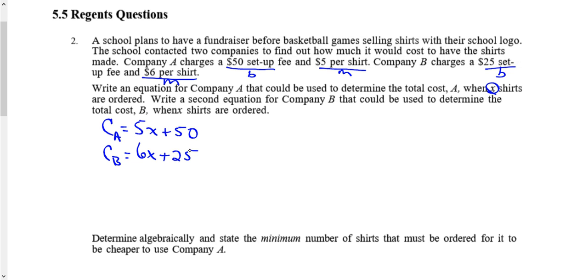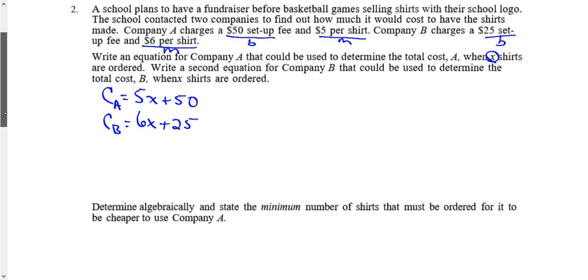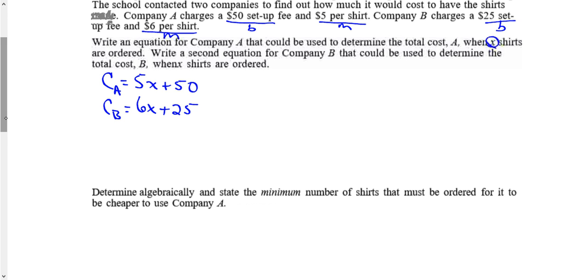Does this look like it lends itself more to linear combination or substitution? Linear combination. Okay. So C of A is the cost of company A, right? There's nothing you can substitute. Well, actually, we kind of can. So there's our equations, right? Cost for each. So the question is to state the minimum number of shirts that must be ordered for it to be cheaper to use company A. If it's cheaper to use company A, what does that say about the cost of company A?